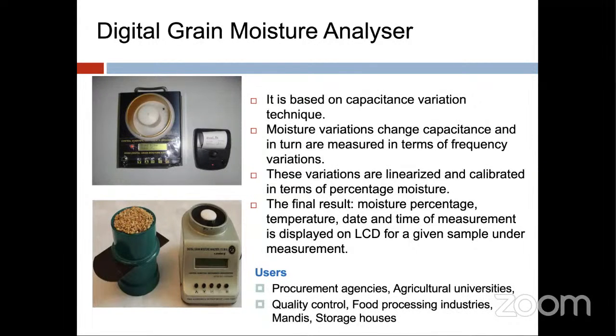So this is again a portable device. You just put food items like cereals, wheat, rice, etc., and it will tell you how much moisture content is there. Again, moisture content should not be very high, otherwise food deterioration will take place and fungus will grow in it.